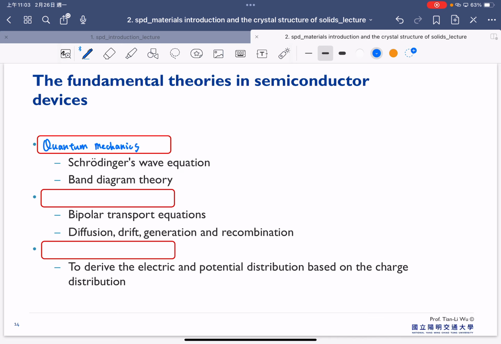So the quantum mechanics is mainly related to Schrödinger's wave equation and also the Venn diagram series. So we will talk about the quantum mechanics later. And the second one is carrier transport.